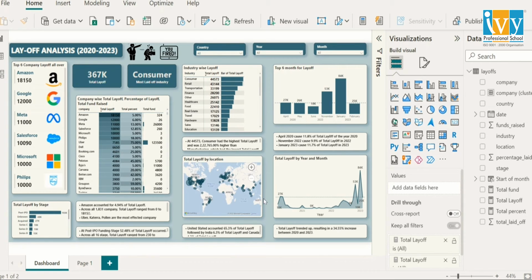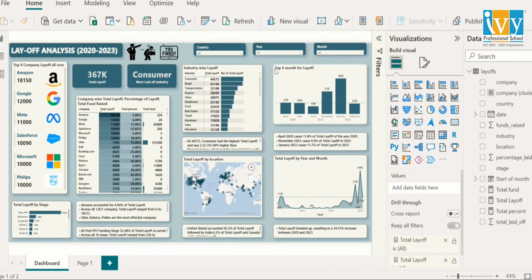This is the location-wise layoff, where you can see that 65.3% of companies are USA-based, leading with West Europe, whereas 6.3% of companies are from India. This is the trend of layoffs, where you can see the big peak happened in the COVID-19 era, and the most layoffs happened from November 2022 to January 2023, with the most in January 2023, which is 84,000.